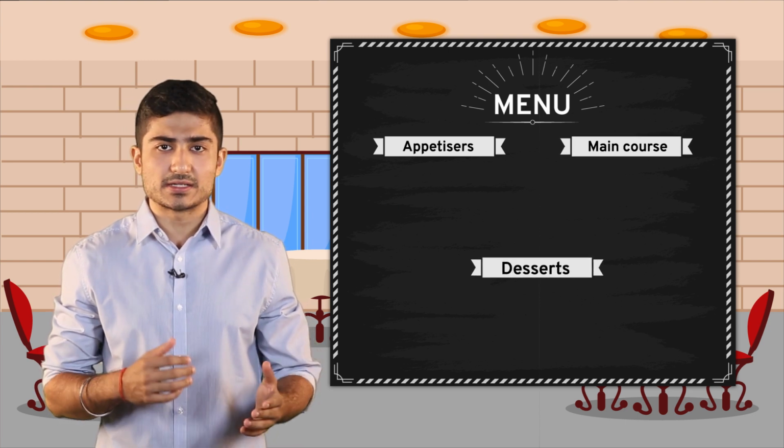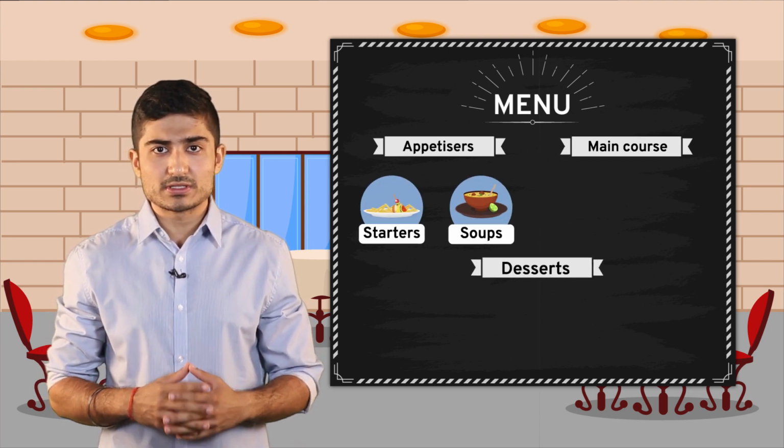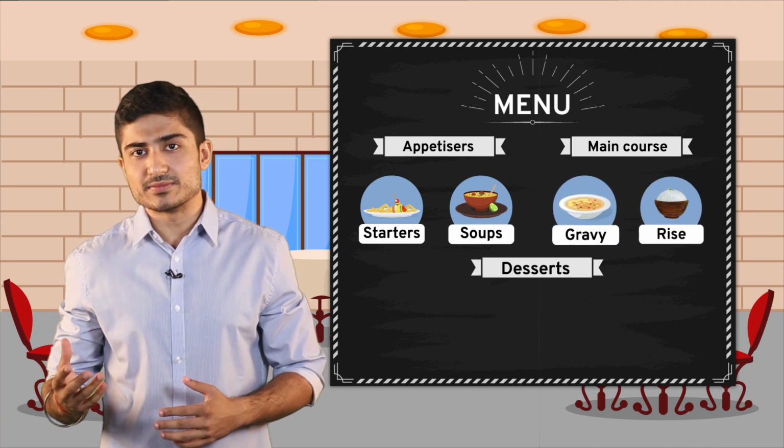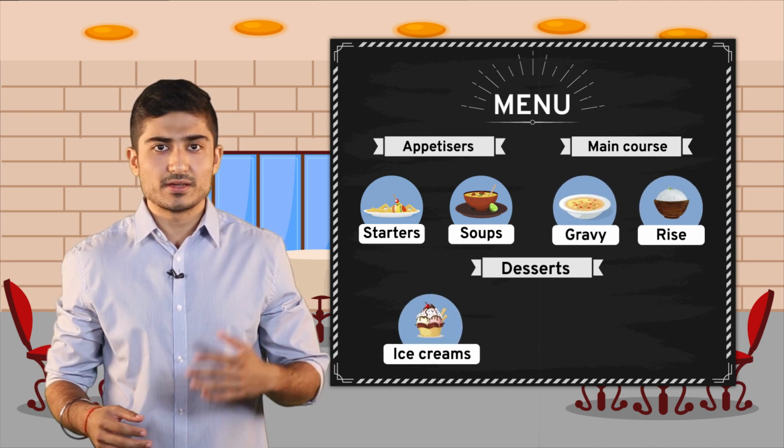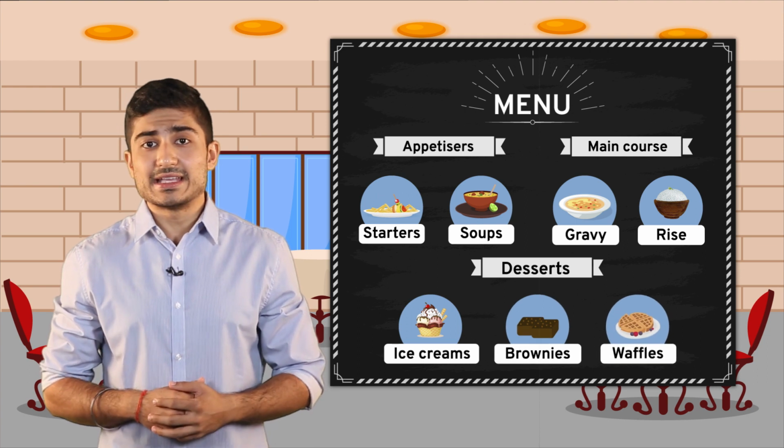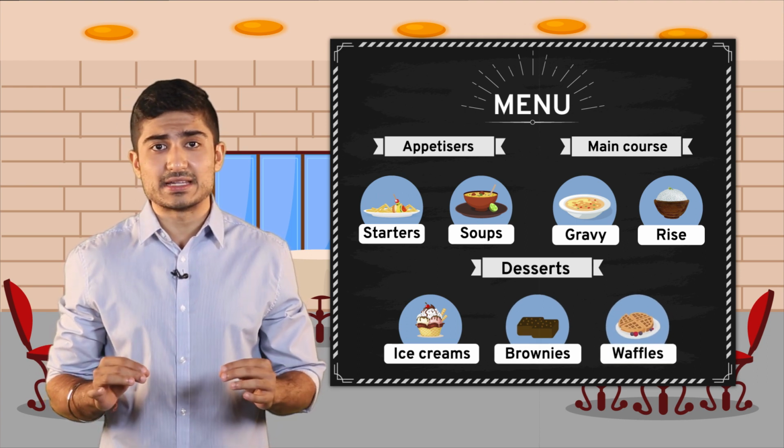Appetizers further have starters and soups. Main course has gravy and rice items, and desserts have ice creams, brownies and waffles. It's a very innovative way of breaking things down.